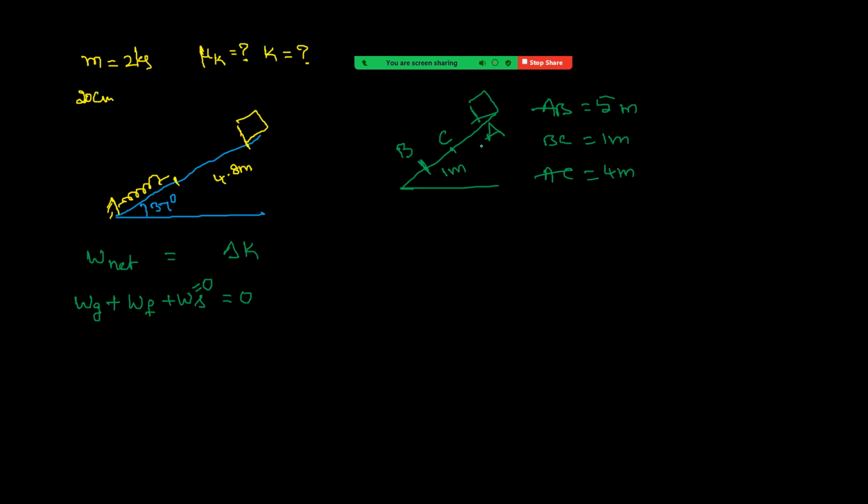Since gravitational force is a conservative force, we have to focus on the initial position and the final position. Initial position is A and the final position is C. So displacement A to C is 4. Displacement is downward, and the weight component mg sin theta is also downwards. That means positive work is done by gravity. And because of friction, negative work is done. So I'm writing mg sin 37 into displacement 4. This work is positive.